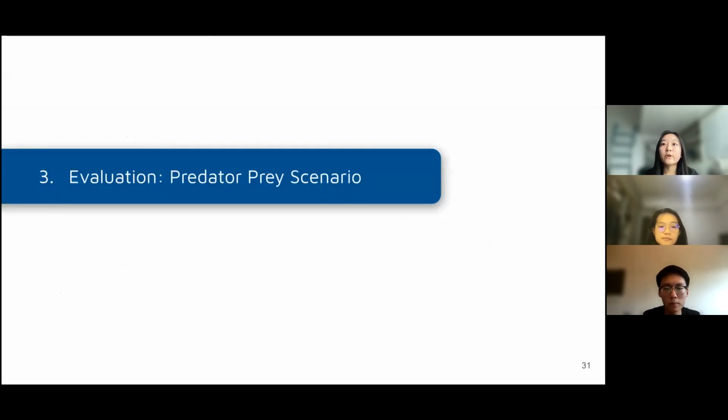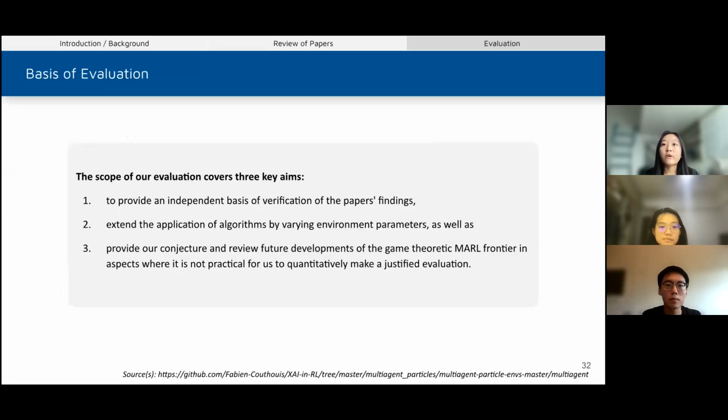Having reviewed the key points of each paper, we will now briefly bring you through our evaluation. Our evaluation revolves around 3 key aims. First, to allow us to provide an independent basis of verification for some of the paper's findings. 2, to extend the application of algorithms with varied parameters. And 3, we'll be providing a conjecture and reviewing future developments in some aspects where we might not be able to justify a quantitative evaluation.